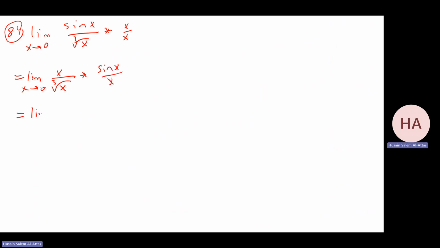And that is what? Limit x goes to 0. This will be x to the power 2 over 3, since x to the power 1 over x to the power 1 over 3 gives x to the power 2 over 3, times sine x over x. Take x equals 0: 0 to the power 2 over 3 is 0. And this is a special limit, 0 times 1, which is 0. This is 84.